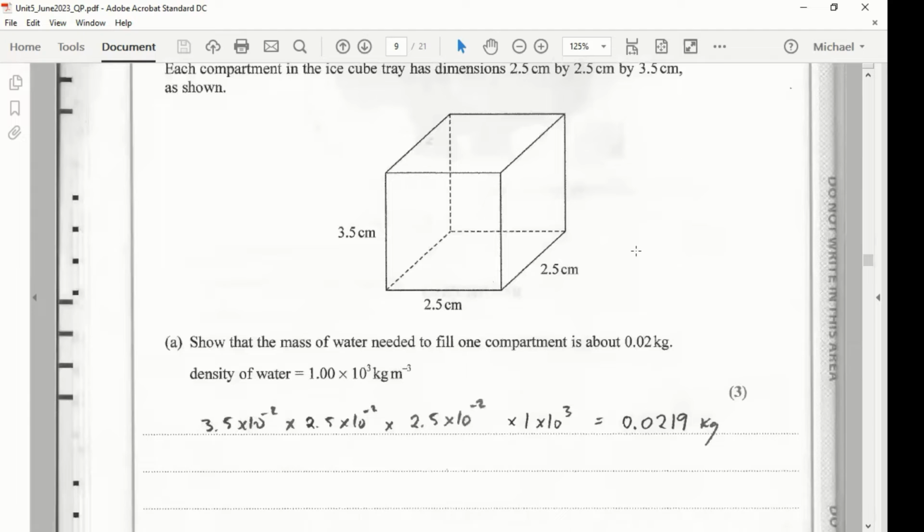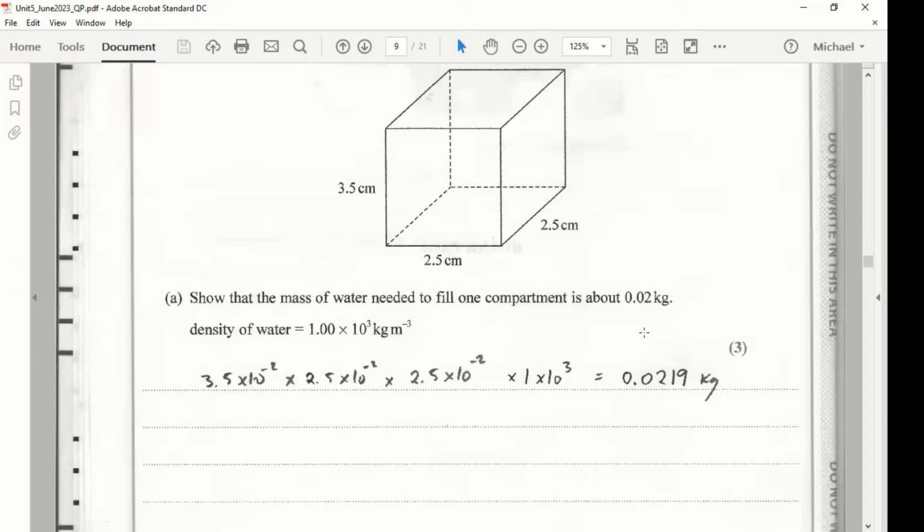Wow. So what we're going to do is we'll just turn the centimetres into metres and multiply them together to get a volume, and then multiply that by the density of water, and you get 0.0219 kilograms. And again, it's a "show that" question, so you know you're going to be using this in a minute. Goodness me, 3 marks in year 13 for that.